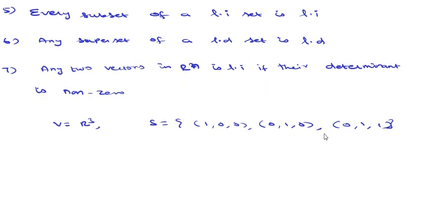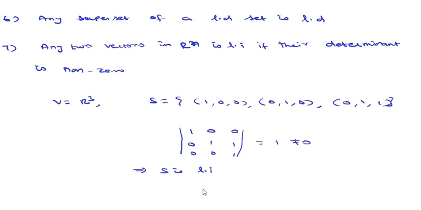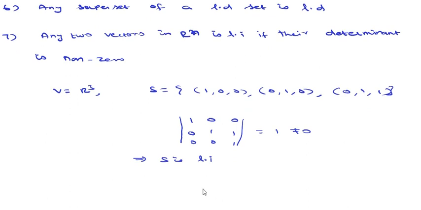It is enough to find the determinant of this. The determinant of the matrix with rows 1, 0, 0; 0, 1, 0; 0, 1, 1 will be equal to 1. This is not equal to 0, so this implies S is linearly independent. Suppose the determinant is 0, then we say this set is linearly dependent. So these are some properties of linearly independent sets.